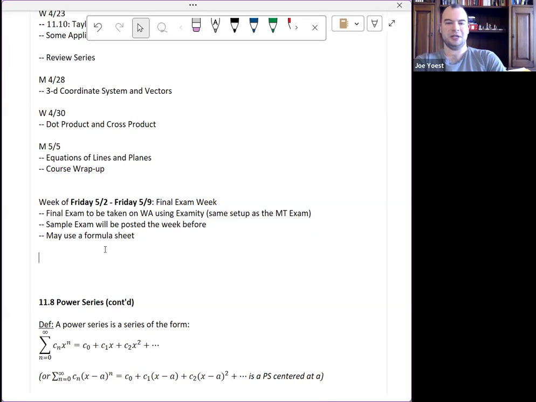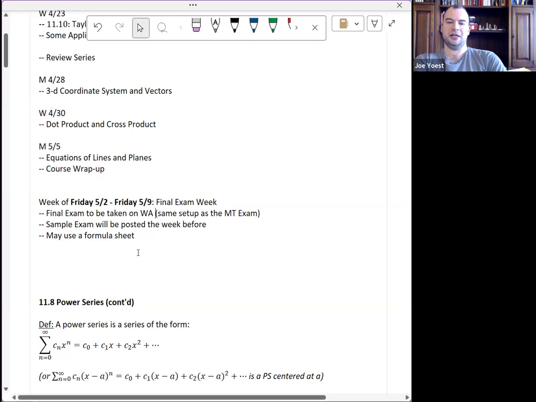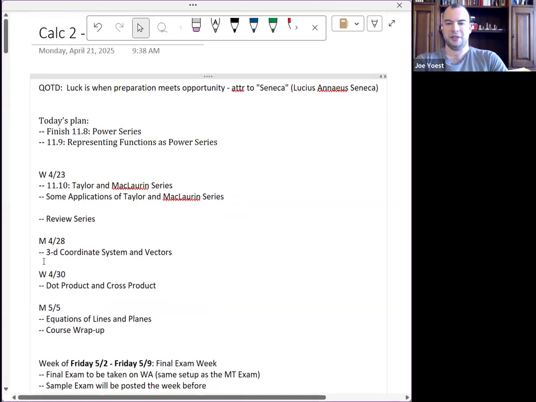Similar setup to the midterm exam, taken on WebAssign. Oh, not using Examity. Let me fix that. Taken on WebAssign. I'll post the sample exam the week before. You can use a formula sheet, and I'll post more details about that as we get closer to the exam. So that's a quick rundown of what the rest of the semester is going to look like.